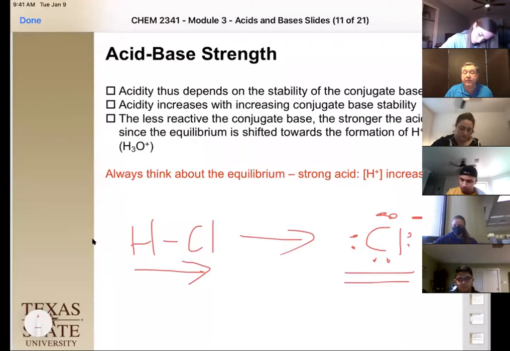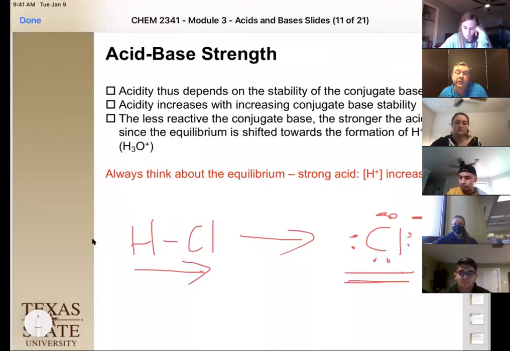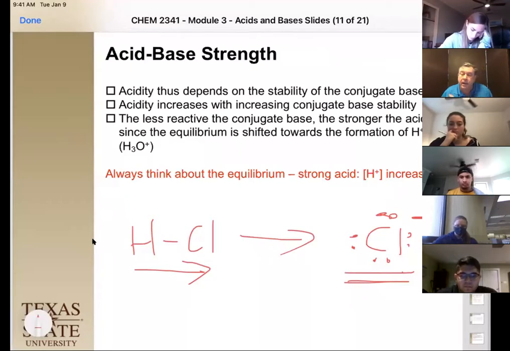If we had a less stable conjugate base, it would be shifting back toward and being less acidic. Halogens like being more negative.